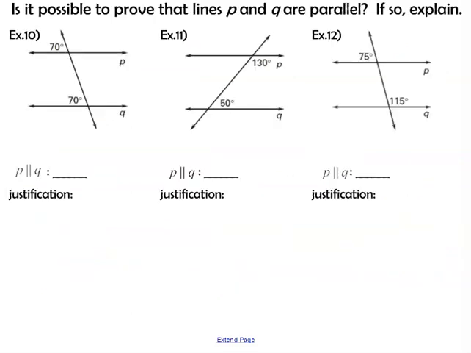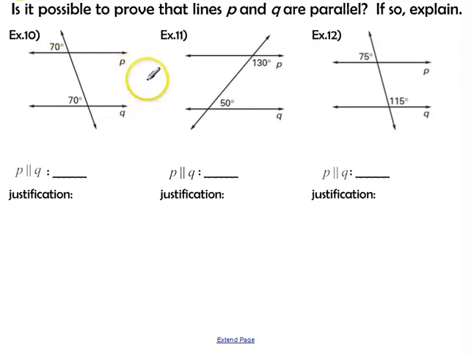Now we want to shift into a different type of problem. It says, is it possible to prove that lines P and Q are parallel? If so, explain. So this is actually where we're going to start using the converse. As you can see in the diagram, we're given two lines, and I know they look like they're parallel because that's how the picture looks. But don't be fooled. We have to use the facts that we're given. We have to use the relationship between these angles and what we know about certain angles being congruent or supplementary, and then decide whether it's enough information to prove that P and Q are parallel.